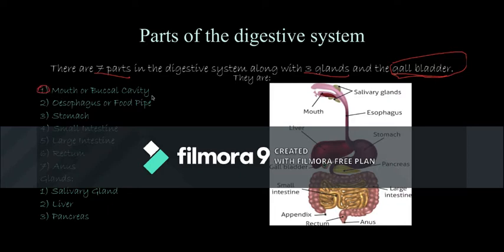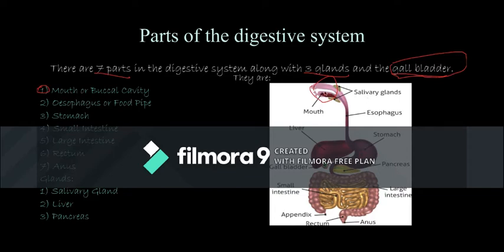So the mouth or the buccal cavity is this one over here. This place is where digestion starts, and it has the tongue and the teeth. The teeth break food into smaller pieces so that it's easy to digest in the stomach. And the mouth also mixes saliva with the food, which contains amylase, which digests carbohydrates and makes them into sugars.